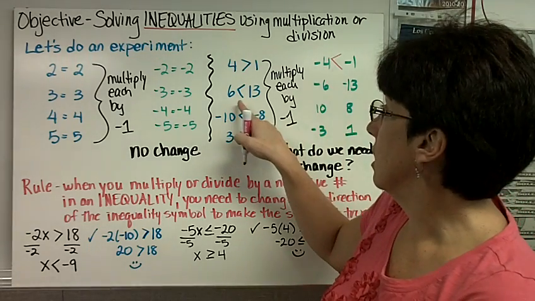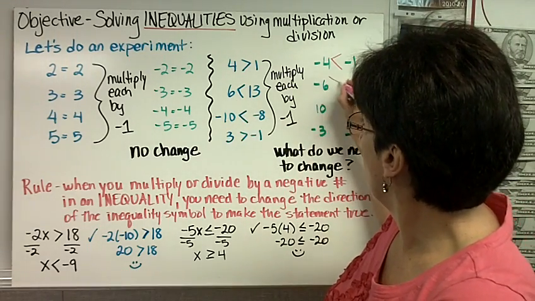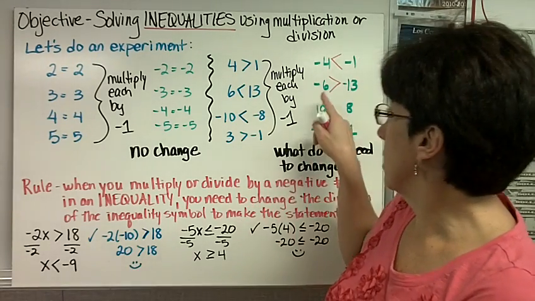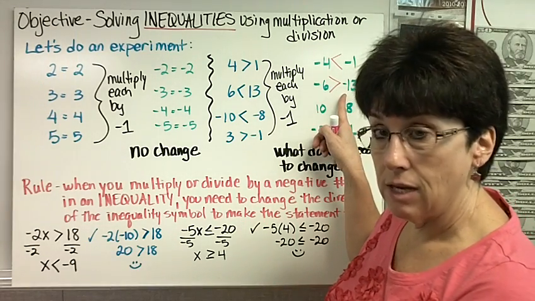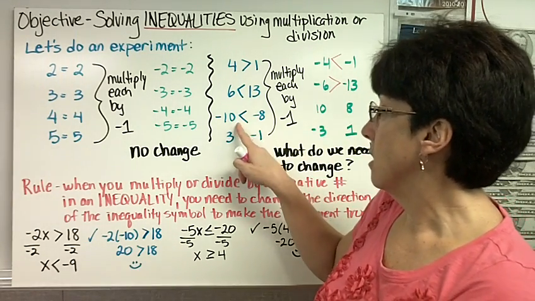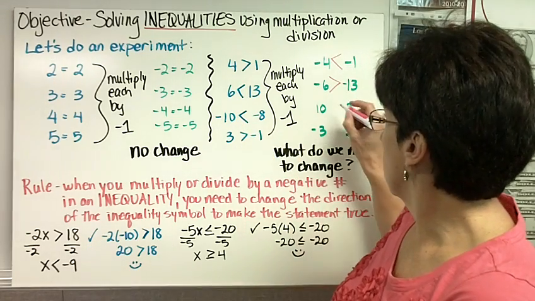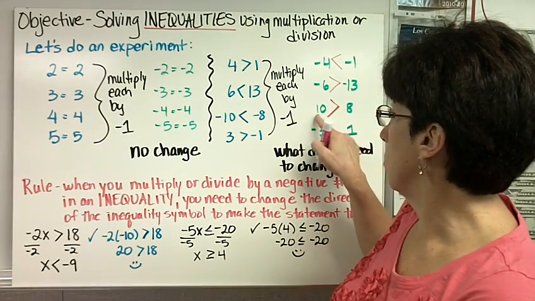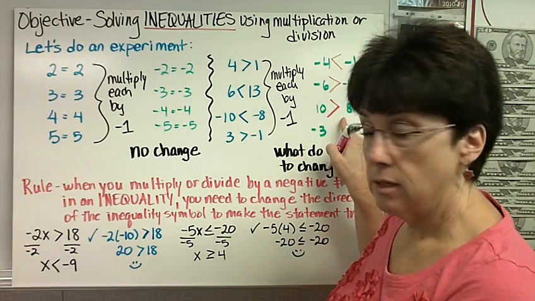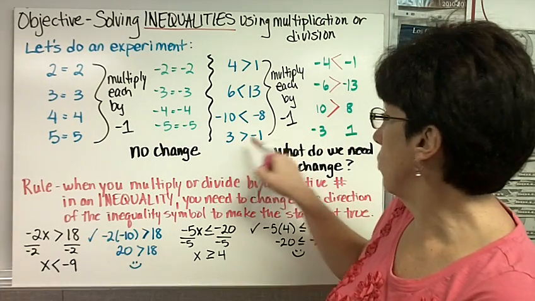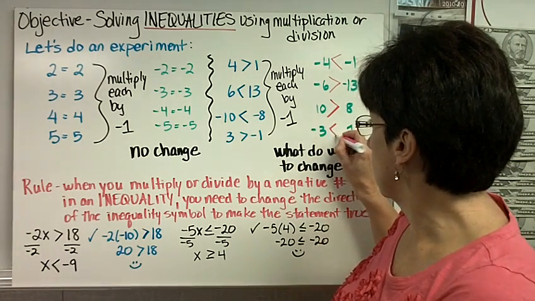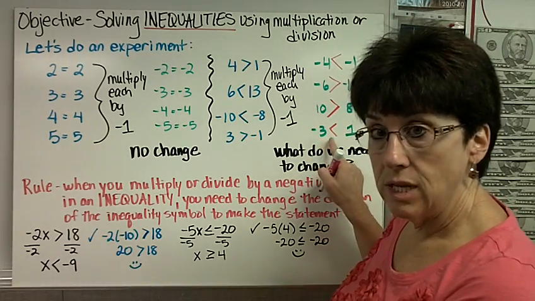This was greater than, I needed to make it be less than, because -4 is less than -1. This was less than, I need to make it be greater than, because -6 is greater than -13. This was less than, it needs to be greater than also, because 10 is greater than 8. And the last one was greater than, but now it needs to be less than, because -3 is less than 1.